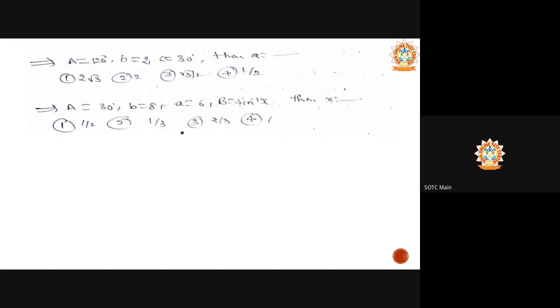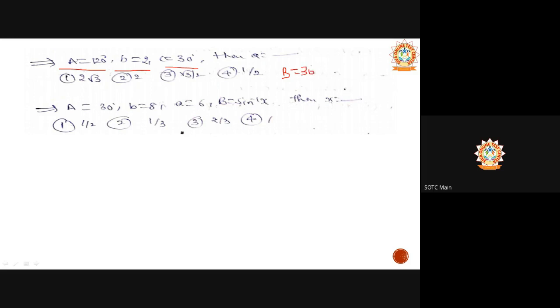Now try to see the next question. If A is equal to 120 degrees, b is equal to 2, C is equal to 30 degrees, then a is equal to Nana. How to solve this question? Two angles tells 120, 30. What is third angle? B. B is equal to endama?